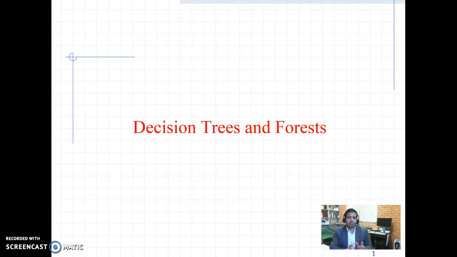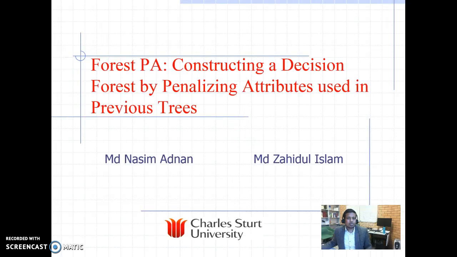So today we are going to talk about decision trees and decision forests and how we build them, etc. We'll do that by introducing a paper that we recently published in a top quality journal called Expert Systems in Applications, and the name of the paper is Forest PA: Constructing a Decision Forest by Penalizing Attributes Used in Previous Trees.